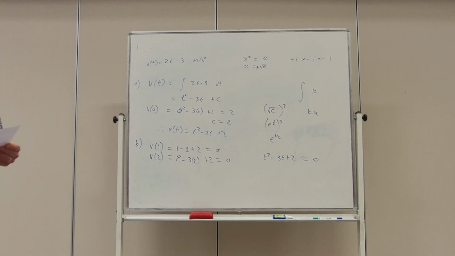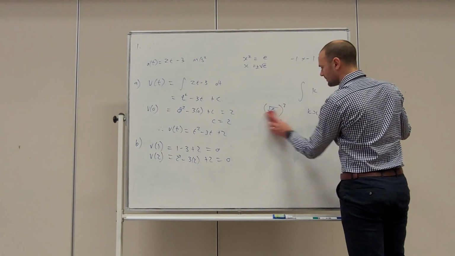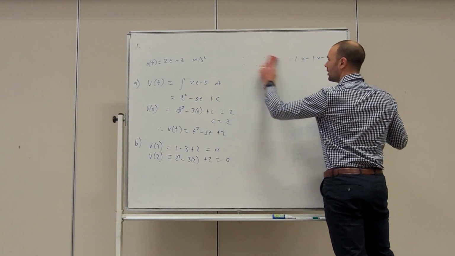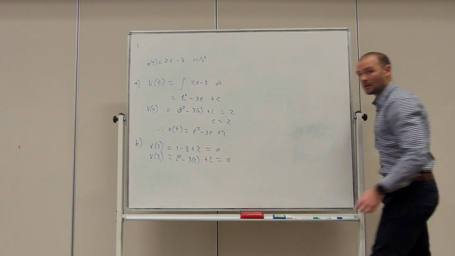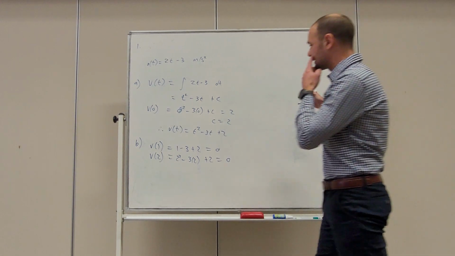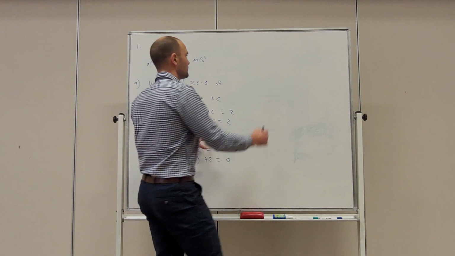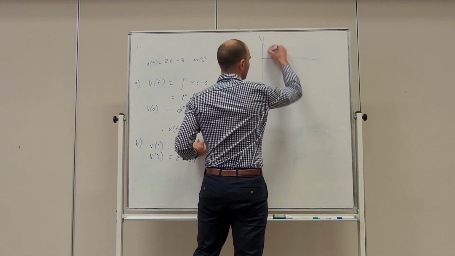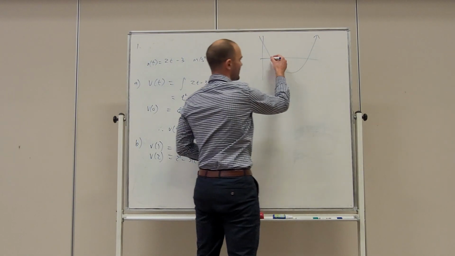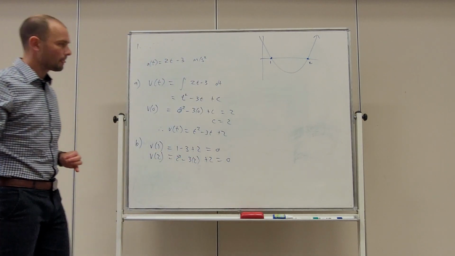Part C: find the total distance travelled over the first 3 seconds. Whenever we're talking about total distance, we want to know how much it has moved to the right and how much it has moved to the left. We could draw a motion diagram, but I think that will complicate it a bit. We can make it much easier. Consider the graph of our velocity function, t squared take 3t plus 2. It's going to look like this, and we know it's stationary here when time is 1 and when time is 2. Not to scale.